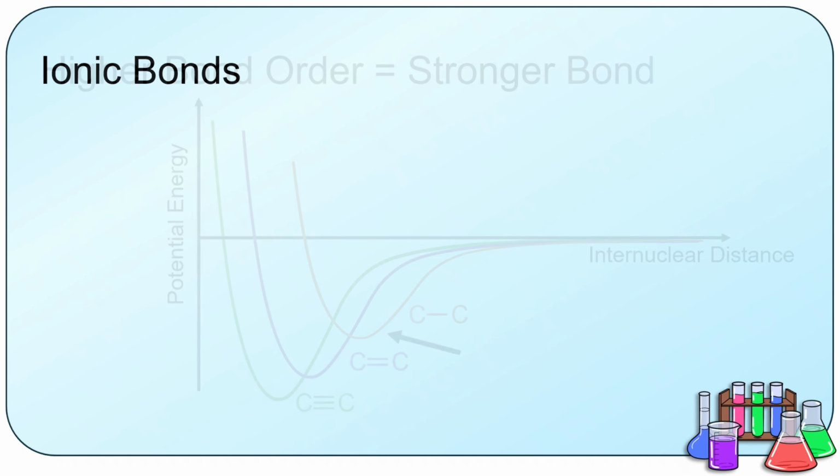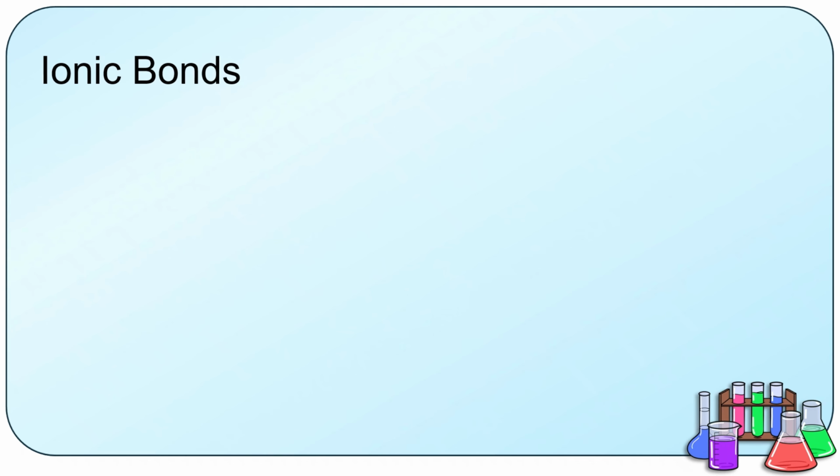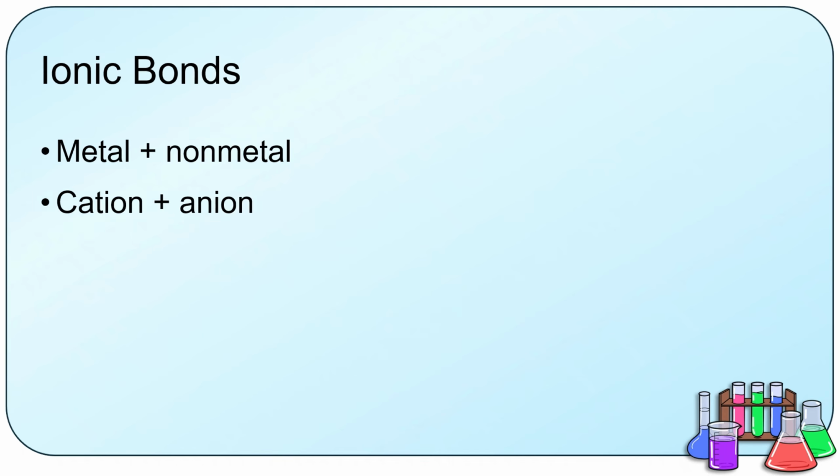The second type of chemical bond is an ionic bond. Ionic bonds are formed when a metal and nonmetal bond, or when a cation and anion bond. To form ionic bonds, electrons are transferred.